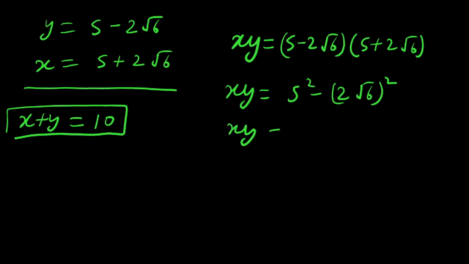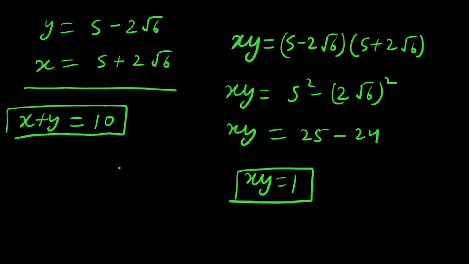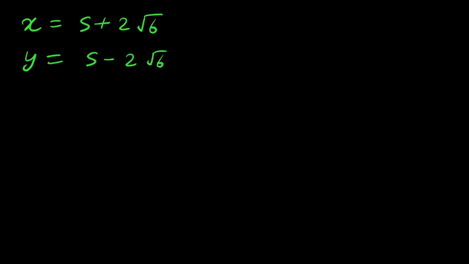Then x times y equals 25 minus 2 squared, which is 4, and 4 times 6 is 24. Then x times y equals 1. So the value of x times y is 1, and x plus y equals 10. The value of x is 5 plus 2 times square root of 6, and the value of y is 5 minus 2 times square root of 6.